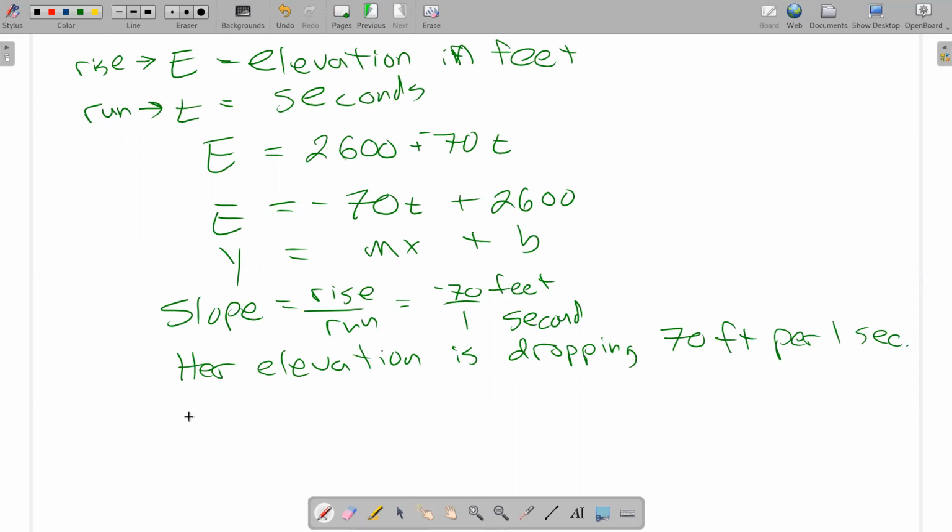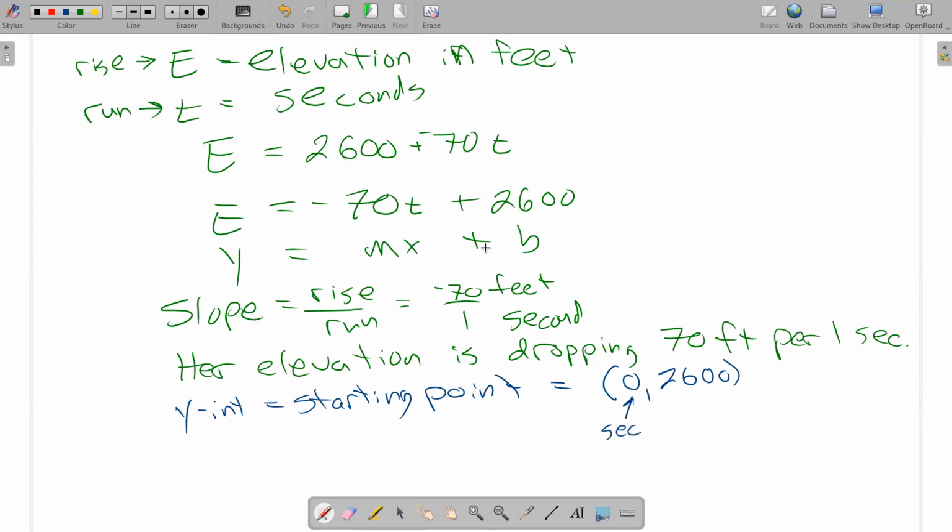The y-intercept, our starting value, initial value, starting point, is technically the point 0, 2,600. So the x value, the t value, that's seconds, right, up here. This is feet. So this says she started at an elevation of 2,600 feet.